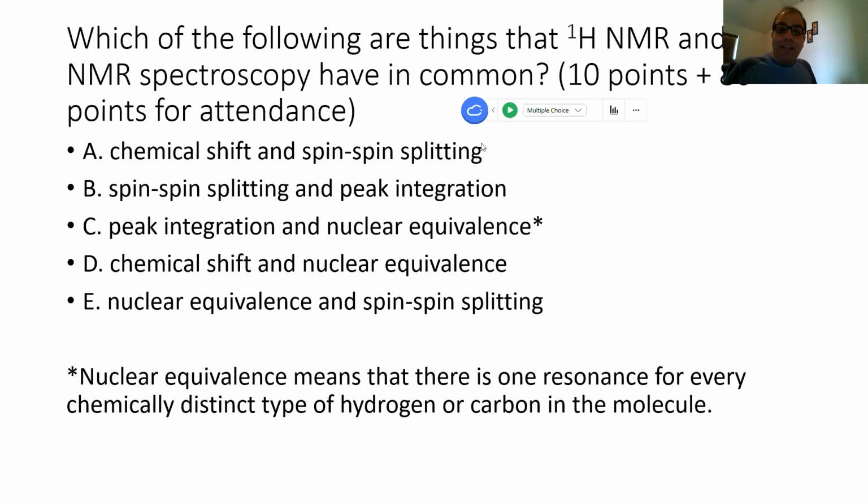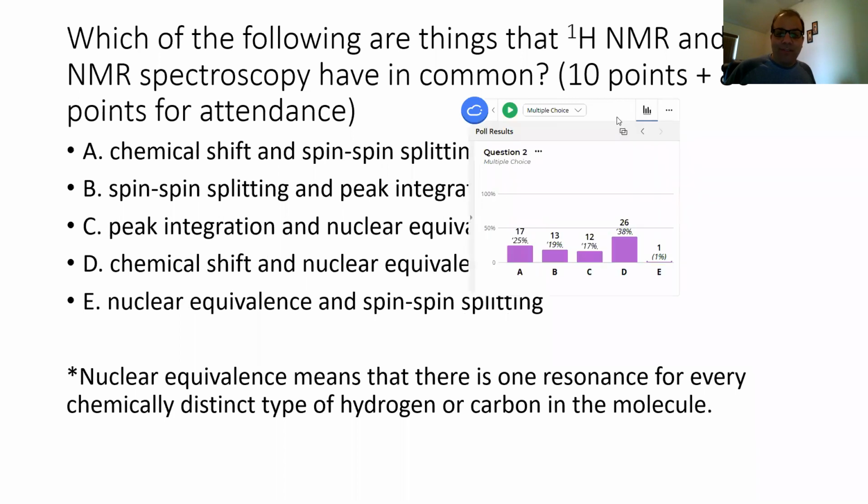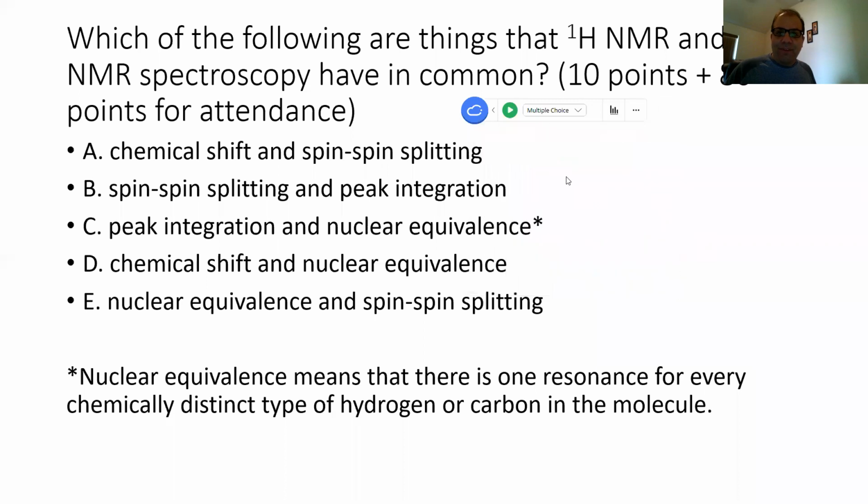All right, so spin-spin splitting is purely a proton NMR thing. Spin-spin splitting and peak integration, no, those are the two things that distinguish proton NMR from carbon NMR. Peak integration and nuclear equivalence, well, nuclear equivalence, yes, that's something we have in both, but peak integration is something we pretty much can't use in carbon NMR. Chemical shift and nuclear equivalence, that sounds pretty good. Both of those have that. Let's make sure and look at E. Nuclear equivalence and spin-spin splitting. Note spin-spin splitting applies just to proton NMR. So I think D is the best answer, as did you guys. Good.